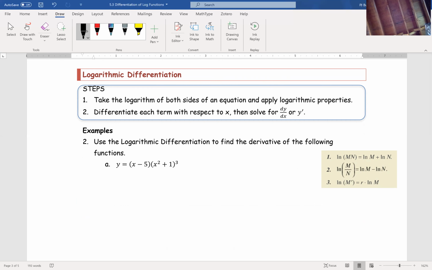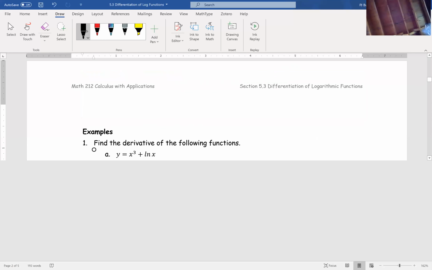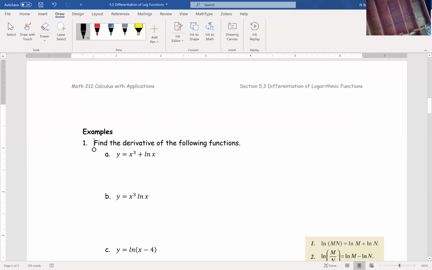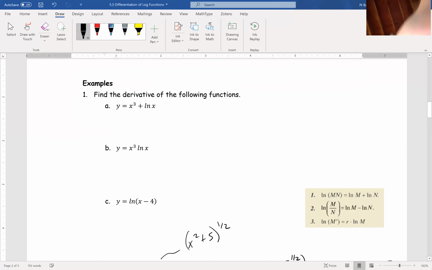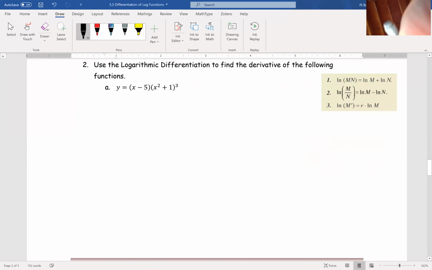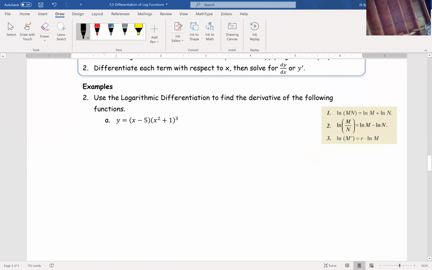So let me go ahead and introduce yet another topic. Take the logarithm of both sides of the equation and apply logarithmic properties. So these are the steps for logarithmic differentiation. As I said, looking at this equation right here, it doesn't look very fun to differentiate. There's a product of 2 functions. There is chain rule for both of them, and it just doesn't look fun.